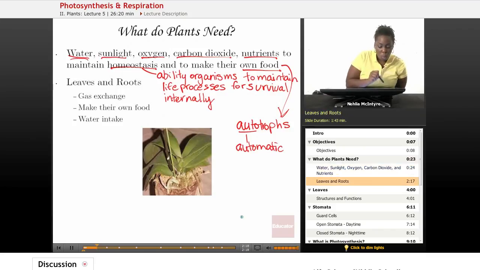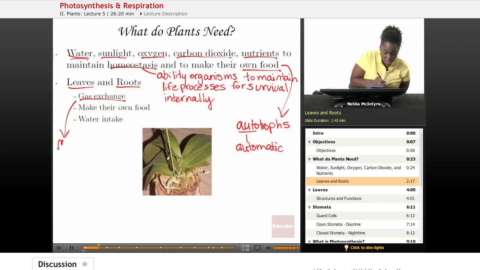Now, what do plants do in order to maintain homeostasis? Well, they've adapted certain structures like leaves and roots to make homeostasis a lot easier, because those leaves and roots help in what we call gas exchange. And the gas exchange includes carbon dioxide, oxygen, and water vapor.